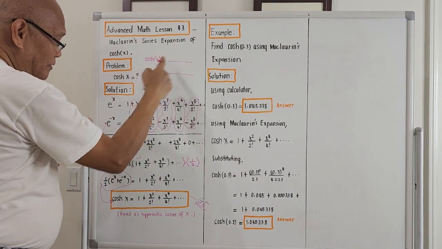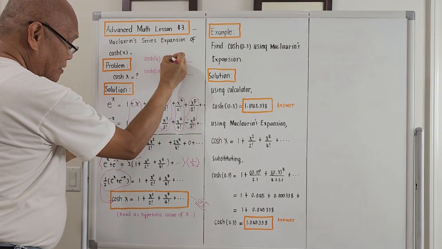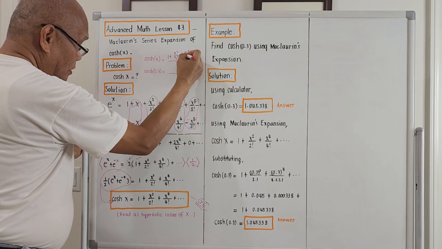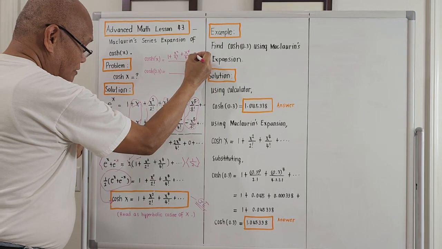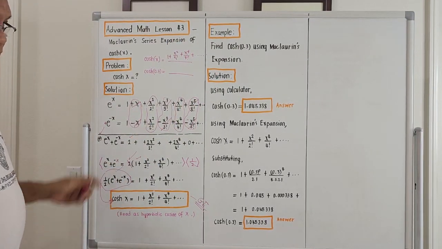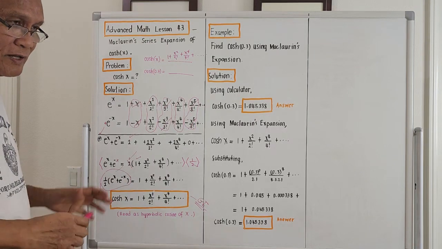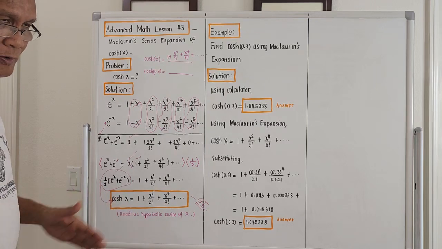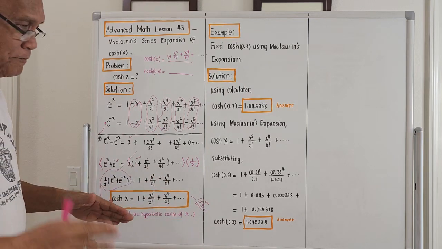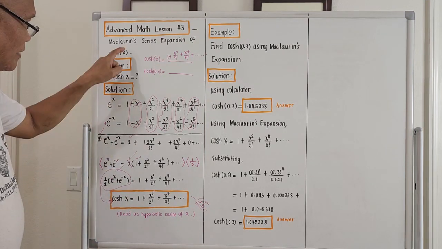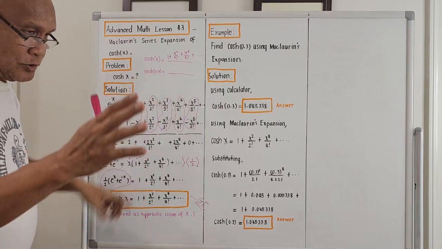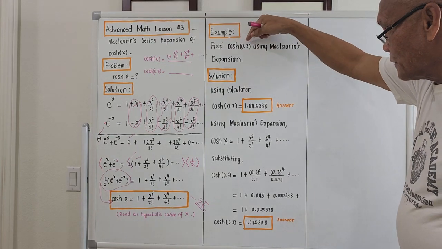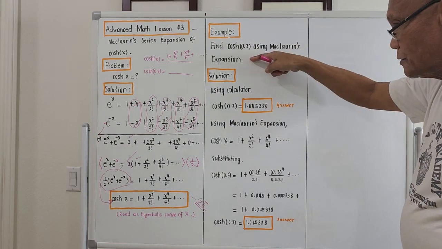So meaning, this hyperbolic cosine of x is actually 1 plus x squared over 2 factorial plus x to the fourth over 4 factorial plus some other negligible values. That's our answer. And as an additional topic for tonight, we will bring out an example on how to get the value of hyperbolic cosine by using the calculator and by using the derived equivalent by using Maclaurin series of expansion. So our example for tonight will be to find the hyperbolic cosine of 0.3 using Maclaurin's expansion.